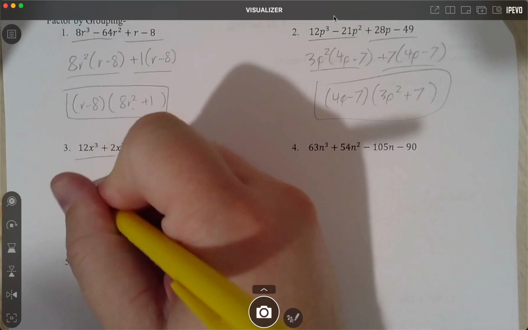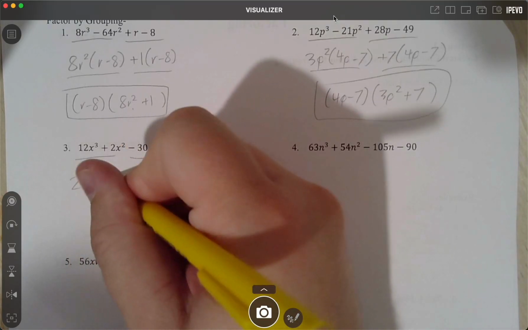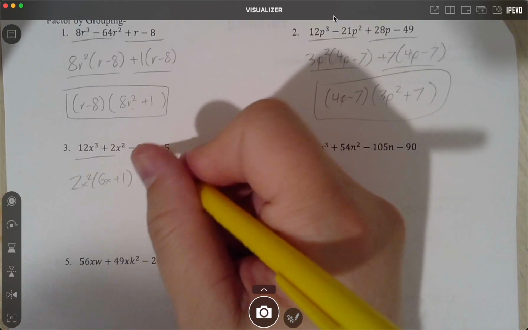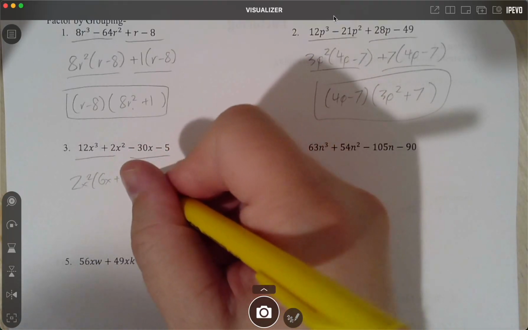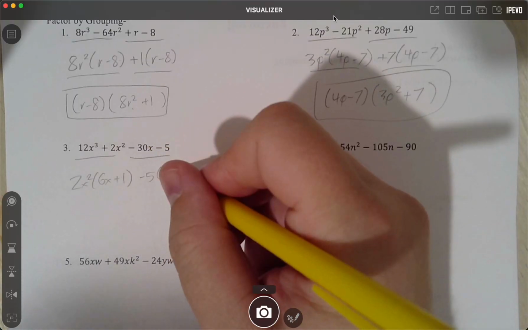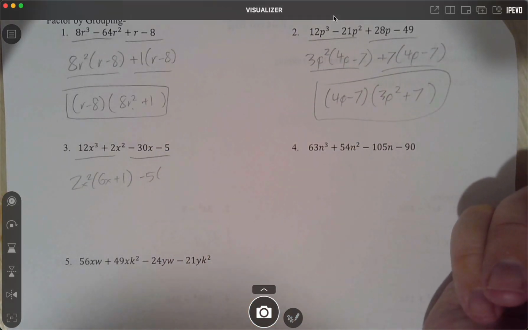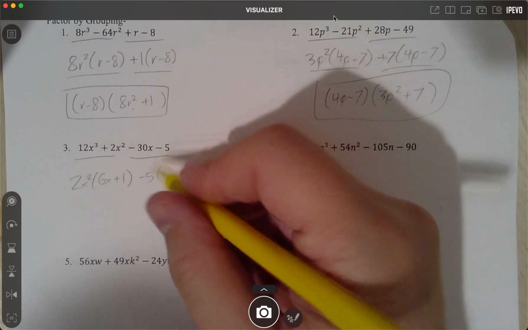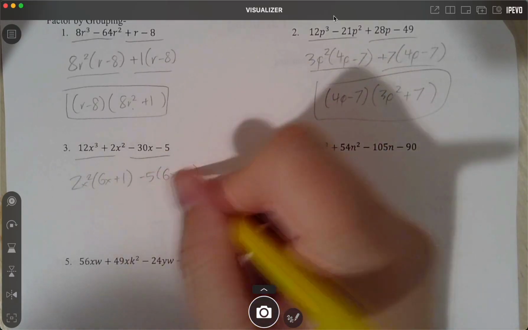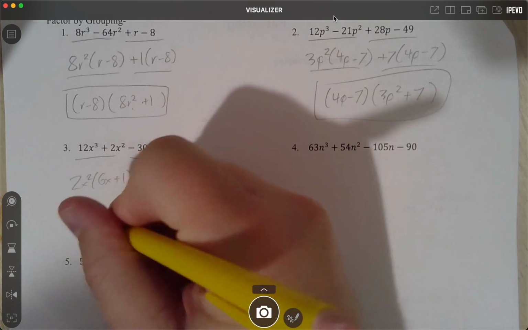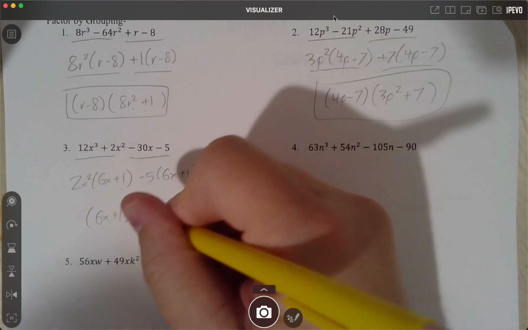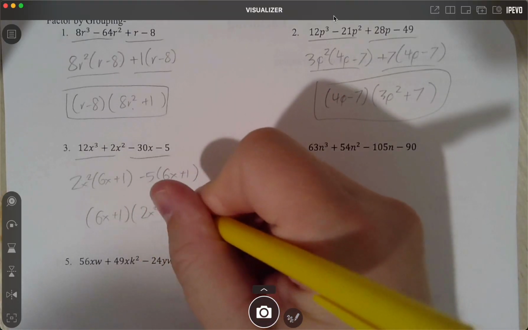So they share 2x squared. You'd be left with 6x plus 1. How do I make a match out of 6x and plus 1? I would take out the negative 5. Again, our leftover should never lead with a negative anyways if we're finding the greatest common factor. And so I'd be left with 6x plus 1. I got my match, so to speak. So now I share the 6x plus 1, and I'm left over with the 2x squared minus 5.